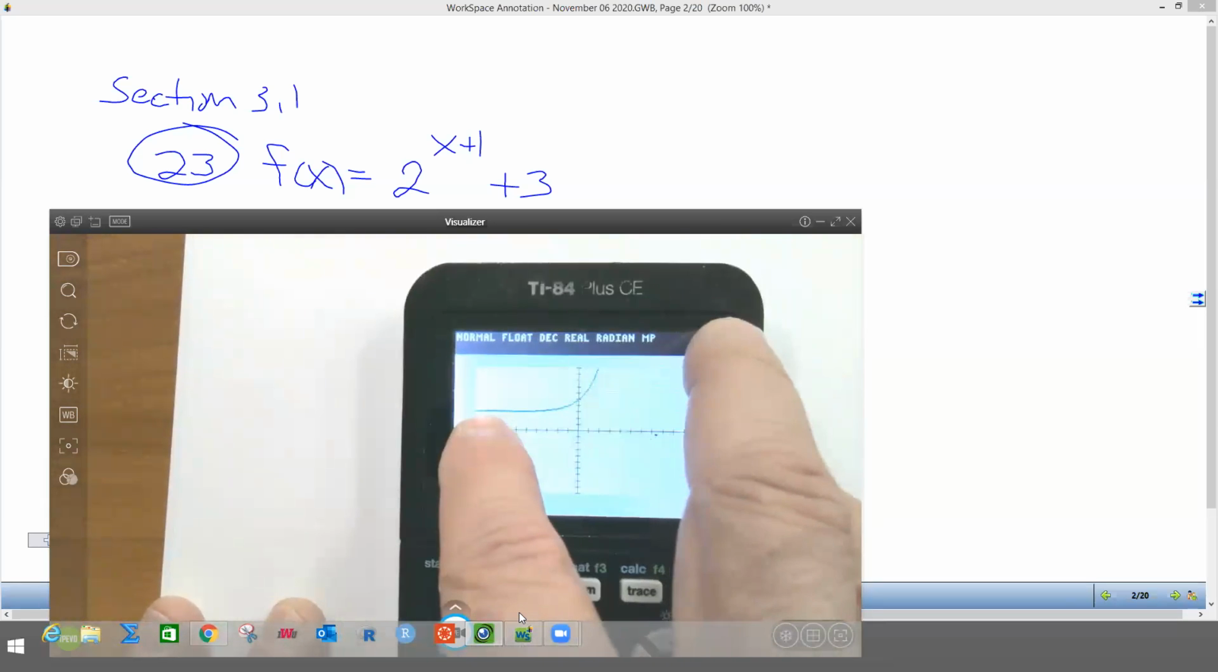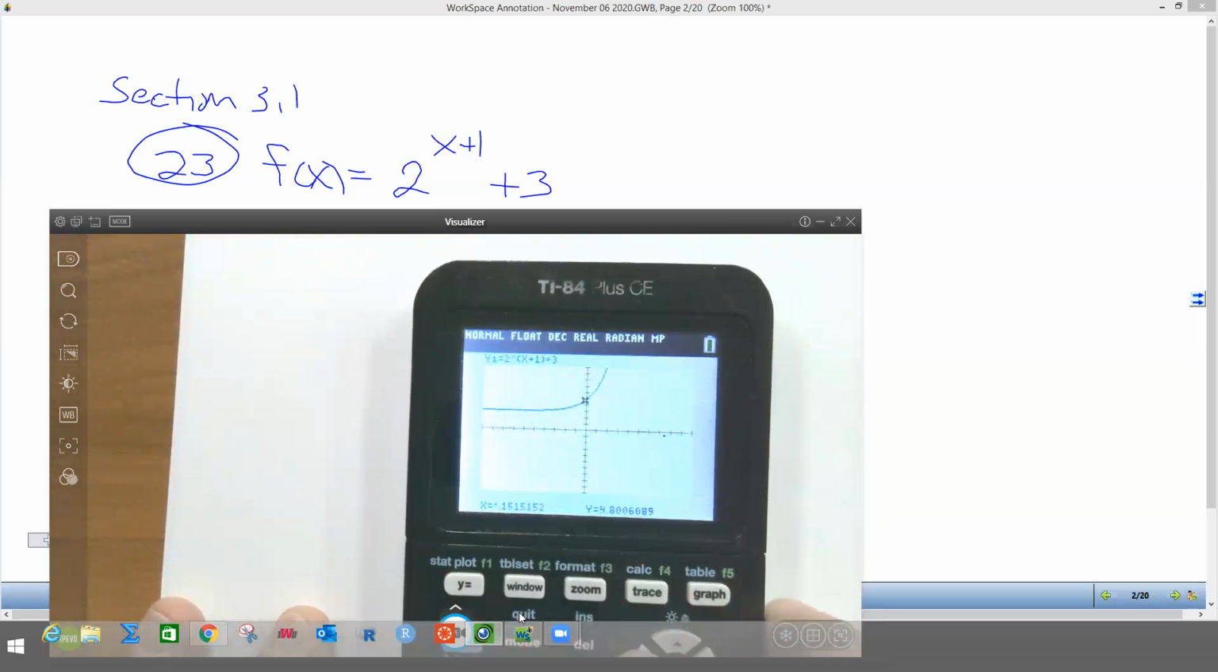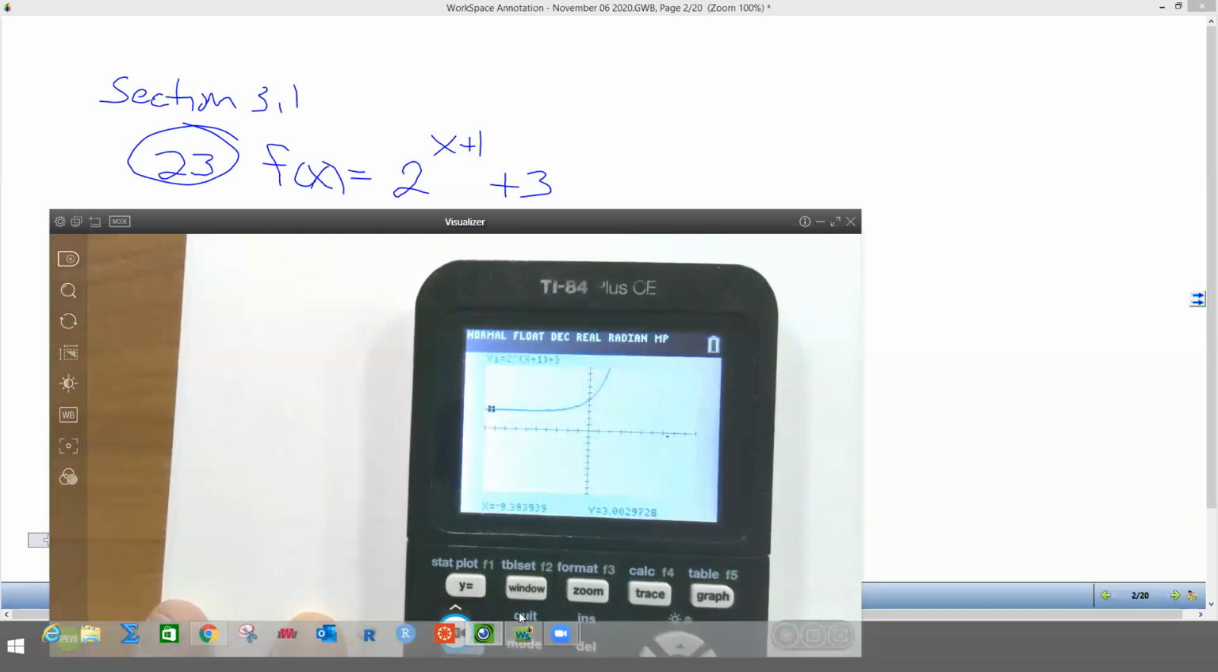Even though it looks like it's probably touching 3 out here, if I hit trace and go this way to the left just to show you, all of these values will be above 3. It never gets to 3. So you could go left forever and it's never going to get to 3.